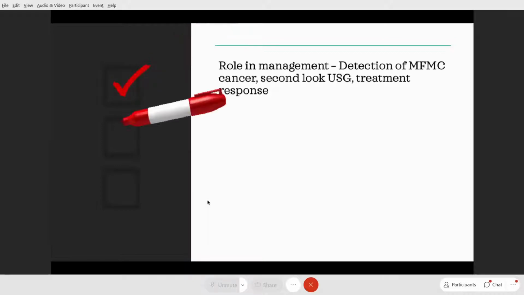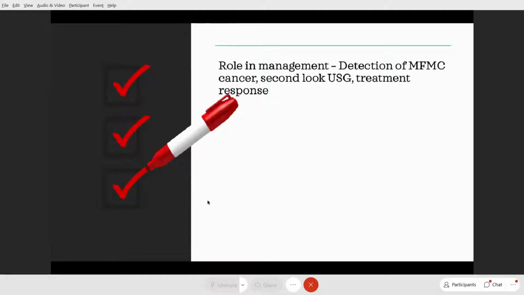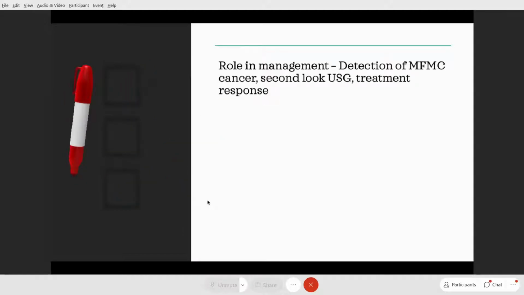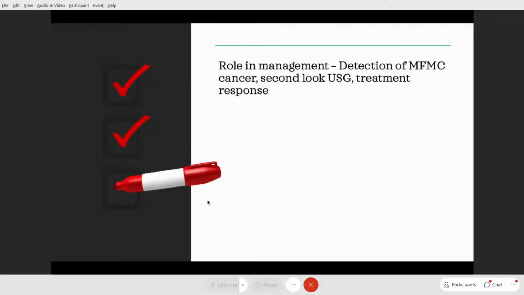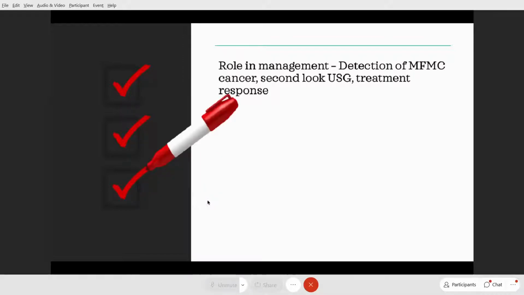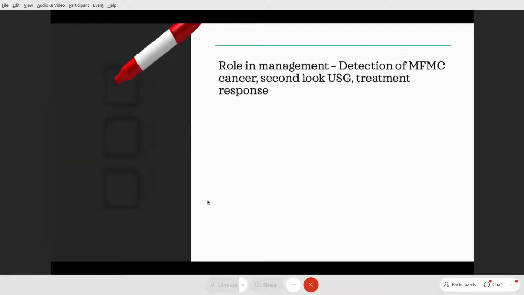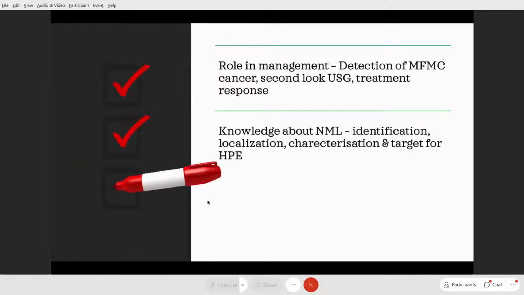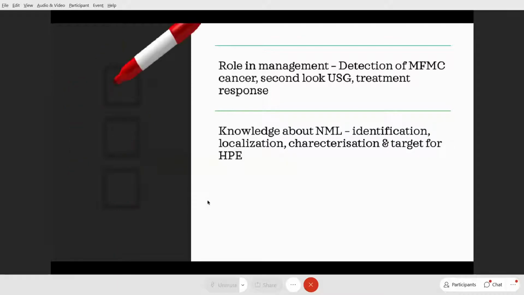Ultrasound plays a very important role in detection of multifocal multicentric cancers, especially in dense breast. It has a role in second look ultrasound in detecting the lesions which are found on MR. It is also a good tool to assess the treatment response, especially the promising role of 3D elastography comparable to dynamic contrast enhanced MRI. And you need to be aware of the non-mass lesion to identify them, localize them, characterize them, and target for histopathological diagnosis.